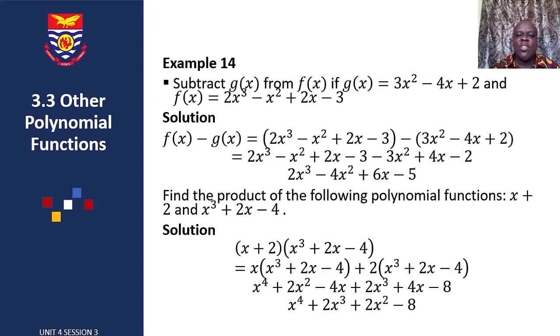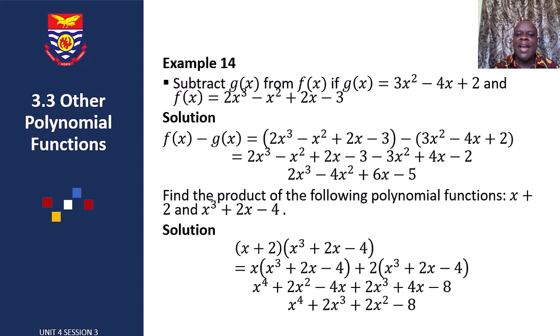Subtraction is not commutative. So we bring the function for f of x, which is 2x cubed minus x squared plus 2x minus 3. Then minus, because of the minus sign, we have to put the other function, g of x, in brackets. Then we use the minus sign to open the bracket. So that we'll have 2x cubed minus x squared plus 2x minus 3.